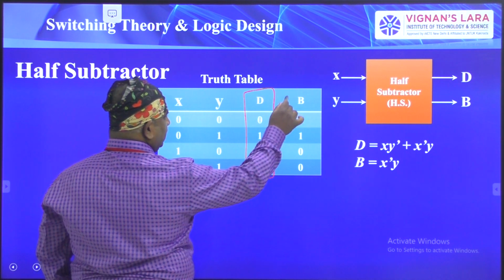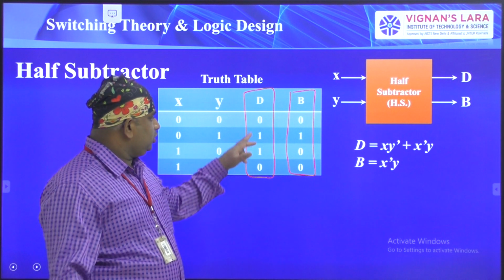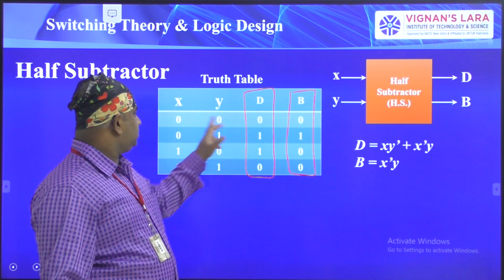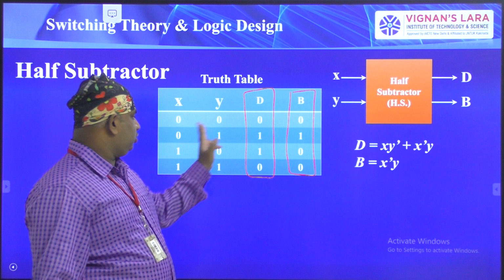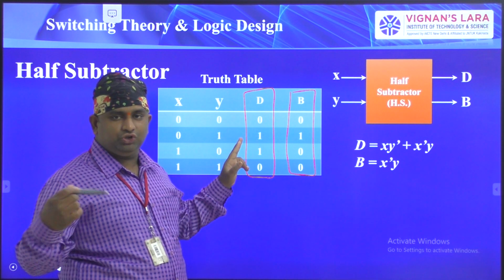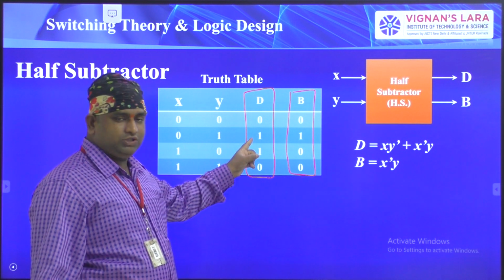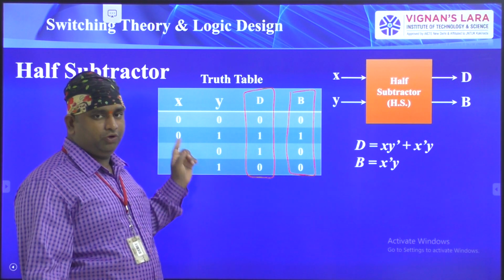Okay, now let's come to the Boolean function for difference and borrow. So the difference function, see here: 0 0, the output is 0; 0 1, 1; 1 0, 1; 1 1, 0. So neglect the 0 output considerations. When the d value is equal to 1, then only you have to consider the input combination.